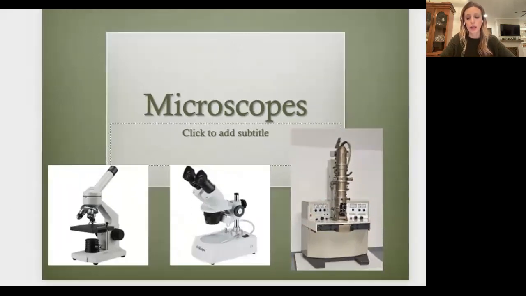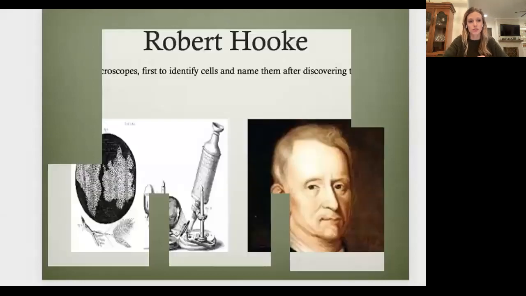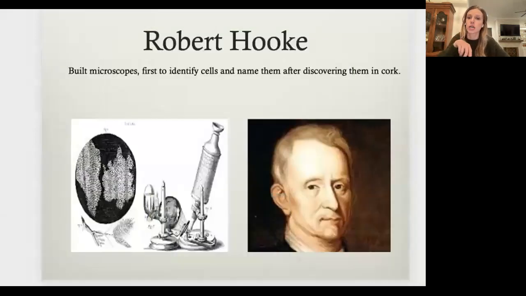Okay, so now I'm going to go through the PowerPoint notes with you just like I would if I was in class. So, microscopes. First slide, we're going to talk about Robert Hooke. Usually I tell you that there's a bunch of old dudes and you don't have to know their names. These people, you have to know their name. Robert Hooke was the first guy to identify cells. He built the microscope.